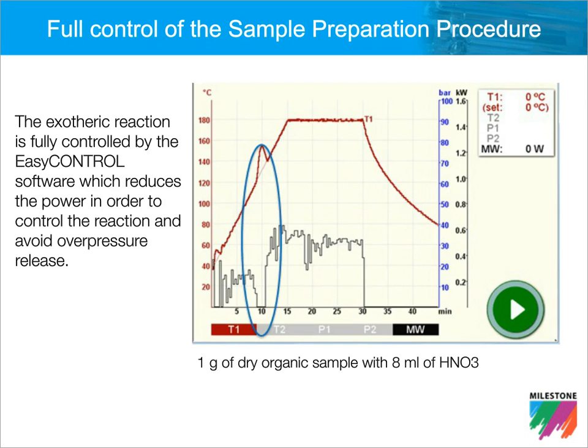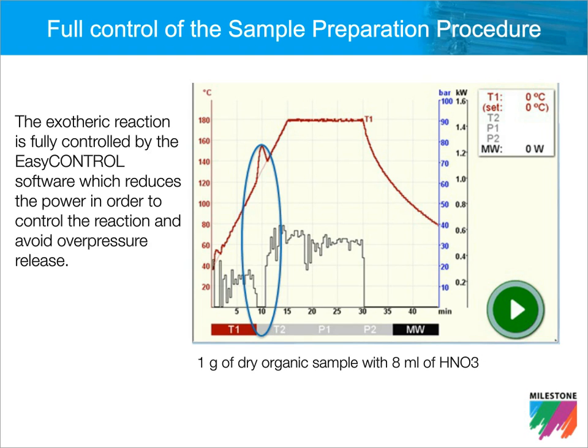Perhaps one of the best features, or let's say the most important features of the Ethos UP, is the software, the Easy Control software. Ultimately, as chemists, what we're always trying to do is control the reaction that's occurring. Here we're digesting 1 gram of dry organic sample, something like rice, inside of an SK15 vessel. And you can see at about 120 degrees, we notice an exothermic reaction that occurred.